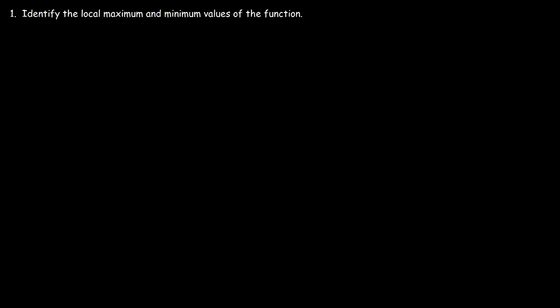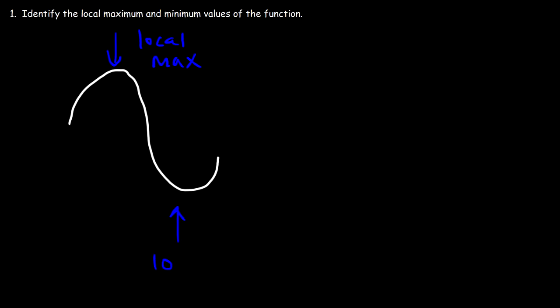In this video, we're going to focus on identifying the local maximum and minimum values of a function. So let's say we have a generic shape. Here we have a local maximum, and at this point, it's a local minimum. At these extreme values, you're always going to have a horizontal tangent line, so the derivative is going to equal 0 at that point.